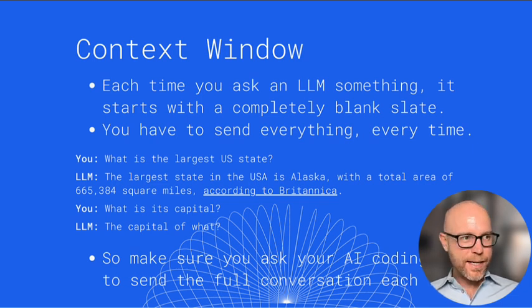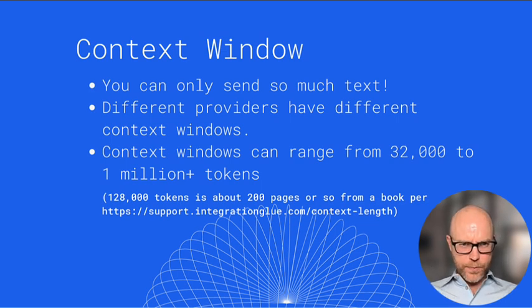But the tool that you make might not even be a discussion-based application, so you may not even have to worry about that. The other thing, like I was saying, is that you can only send so much text before stuff starts dropping off at the beginning. And different providers have different context windows. So we aren't talking about an insignificant amount of text. Context windows can range from 32,000 to 1 million plus tokens. And just for some context, so that you can place it, I think ChatGPT 4.0, which was in our example code, has a context window of 128,000 tokens.